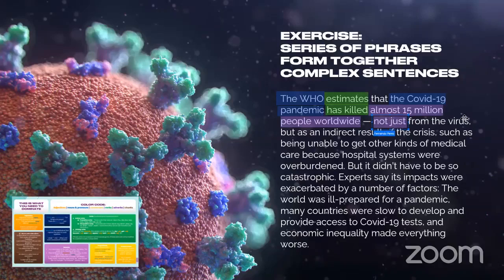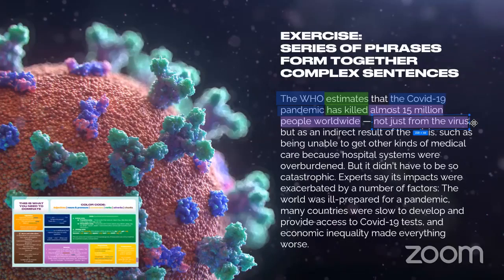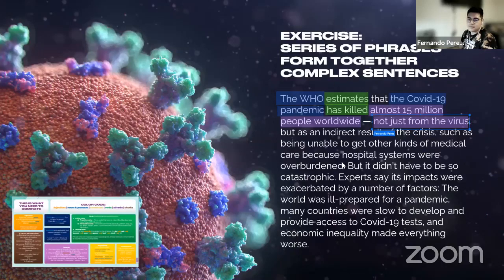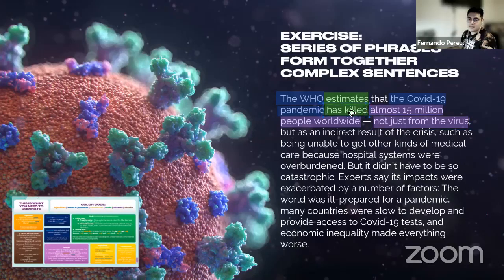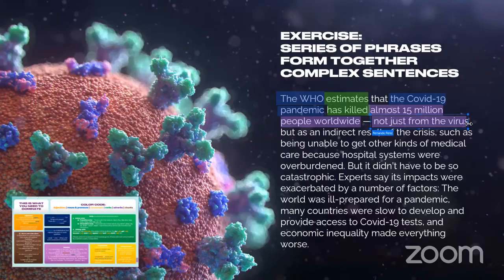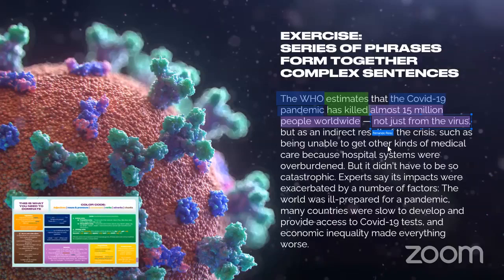What happened not just from the virus? You know, what happened not just from the virus? An indirect result of something? Of what in the text? According to the rules, an adverb should describe a verb. Yes? Died? Exactly. This is the one that is connected to this. Okay, let's go. The COVID-19 pandemic has killed people, not just from the virus. They were not killed just from the virus. Okay. You see?